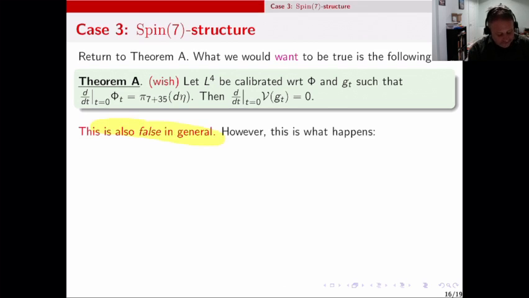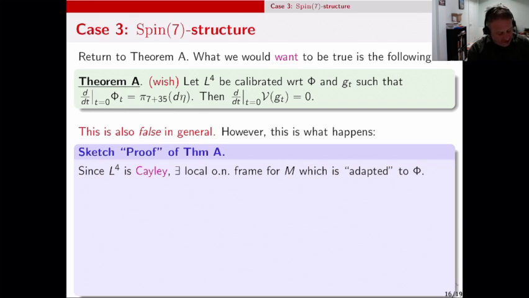But this is also false in general. This really surprised us again. We didn't expect that to happen. This is what actually happens. So here's a sketch proof of theorem A. This is a false theorem A. Let's see what goes wrong.